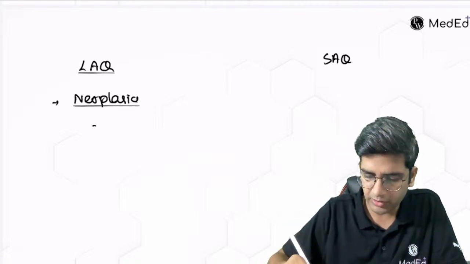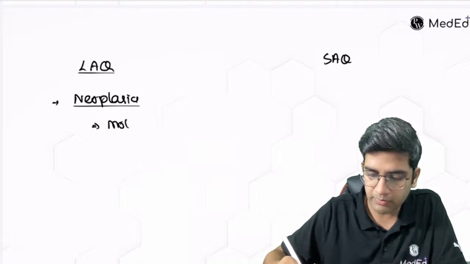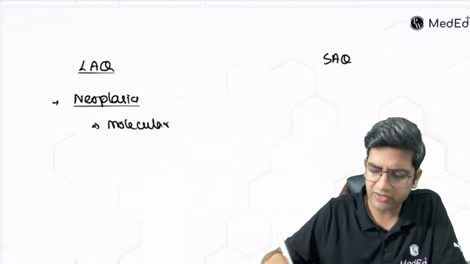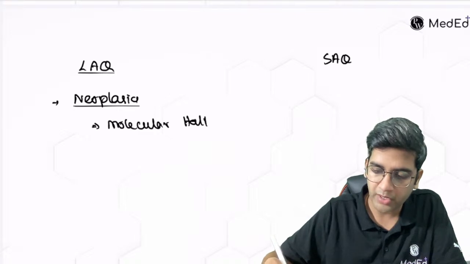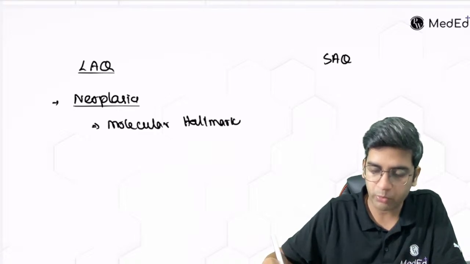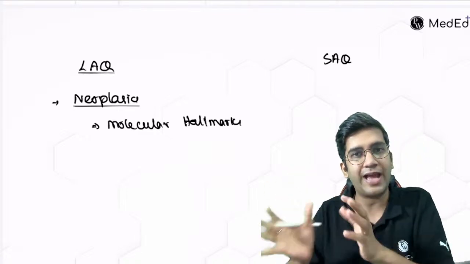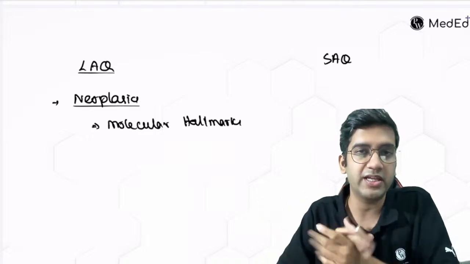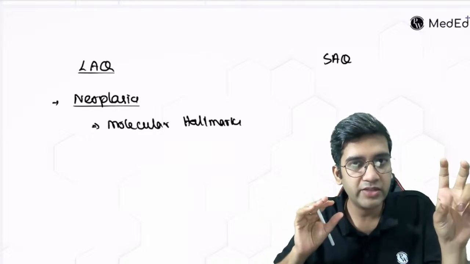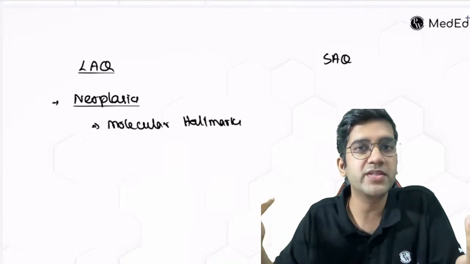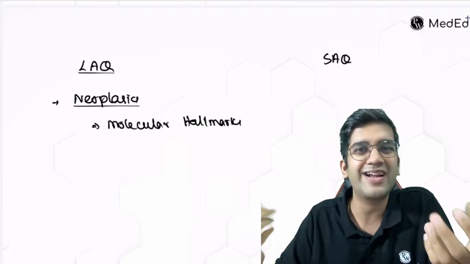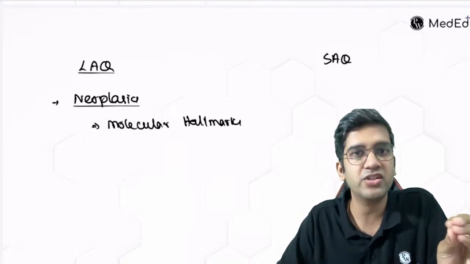First thing, the molecular hallmarks. The molecular hallmarks is a very, very important long answer. We'll quickly go through the 8 molecular hallmarks which are important for us, with just a few pointers so that you can add on to them in your real exam, right? They might give a classical history of a squamous cell carcinoma or a melanoma or a random cancer, just to make sure it's a cancer.